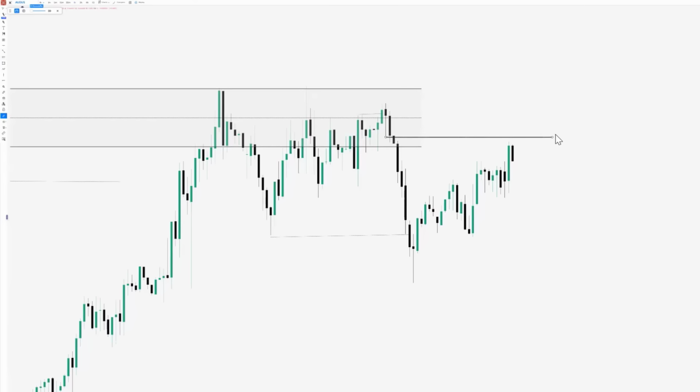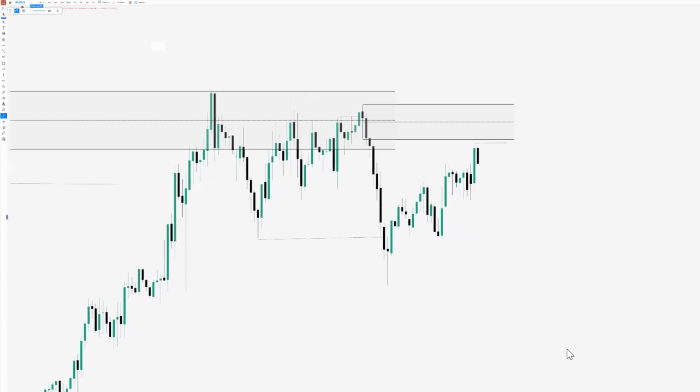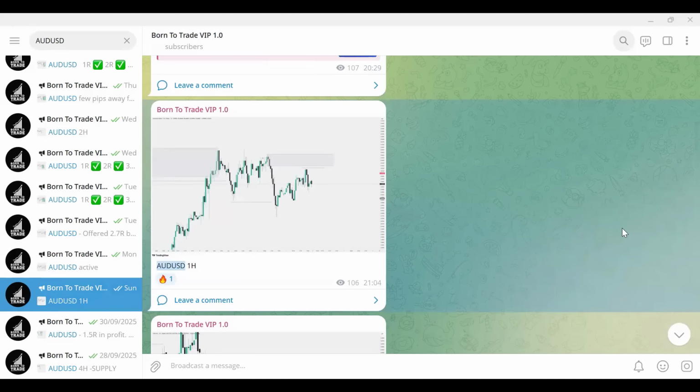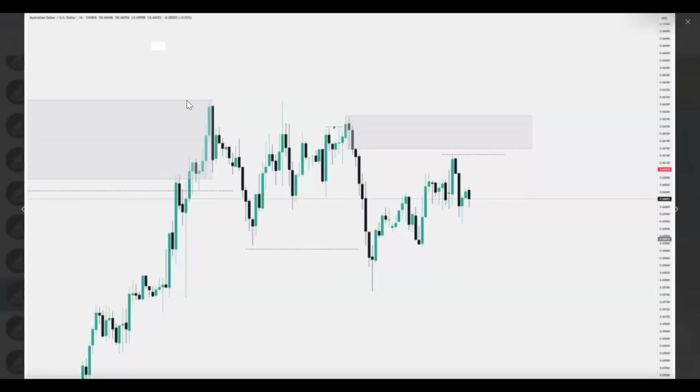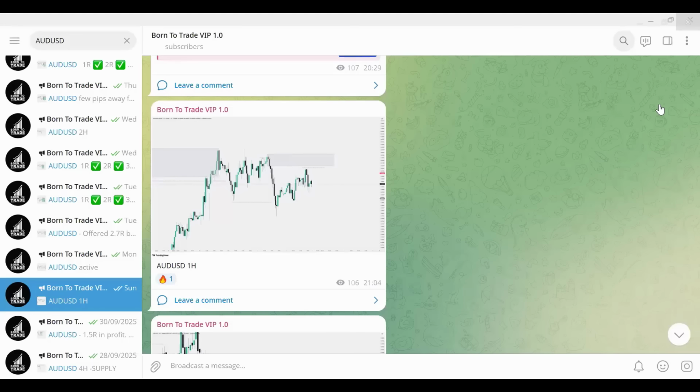Now, this is where we marked the point of interest. Price was able to build some liquidity inducement around here. So let's see it in the community as well. So here is the trade opportunity in the community when it was identified after price played around, took the liquidity. This is the valid opportunity.